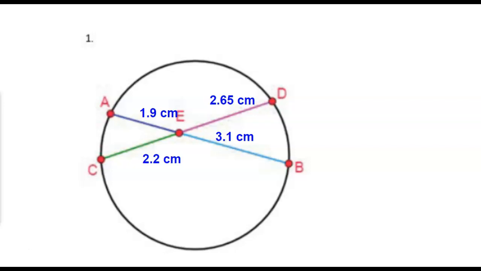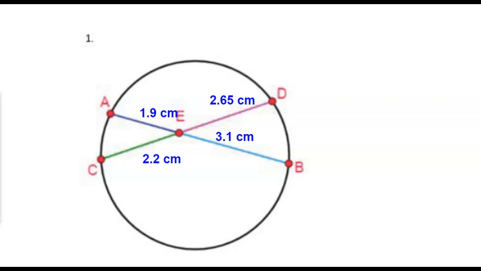I just have to start by trying something. I think I should probably keep my pieces of the same segment together. So for example, AE maybe should stay with EB and CE could stay with ED. I'm going to start by adding. So if I take 1.9 plus 3.1, I get 5. 2.2 plus 2.65 is equal to 4.85. Close, but not congruent. So let's try subtraction.